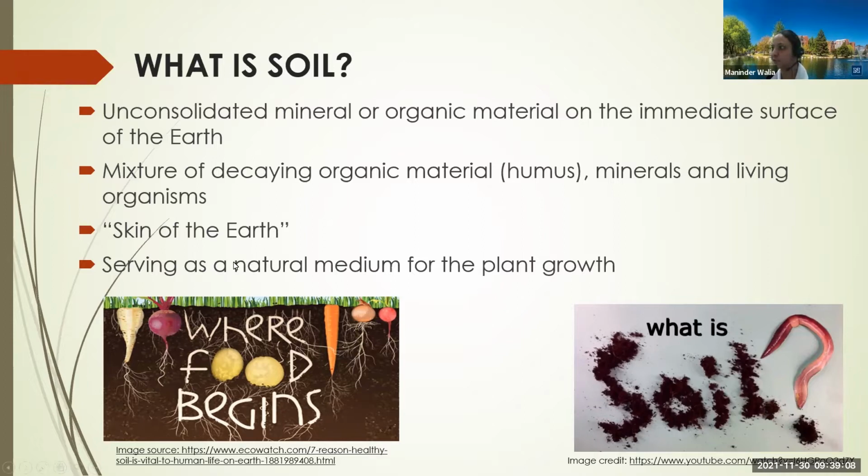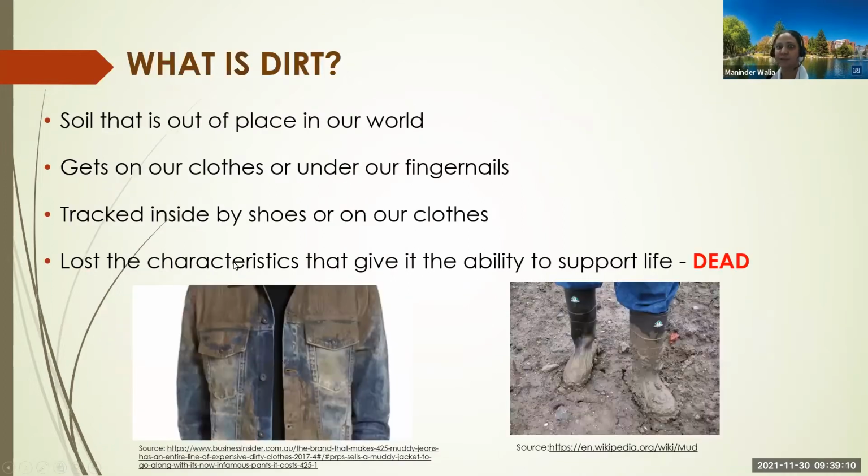So this is soil. And then we have to know the difference between soil and dirt. I think it's very important to know that dirt is soil out of place, just like a plant out of place is a weed. So the soil which is out of place, not in the fields, not in the gardens, not in the pots, is known as dirt, and the plants out of place are known as weeds.